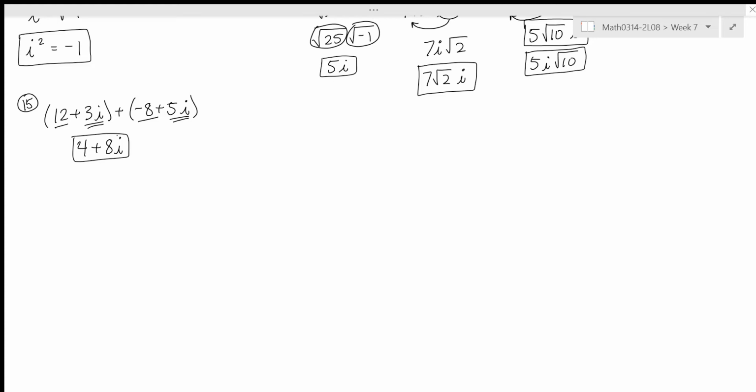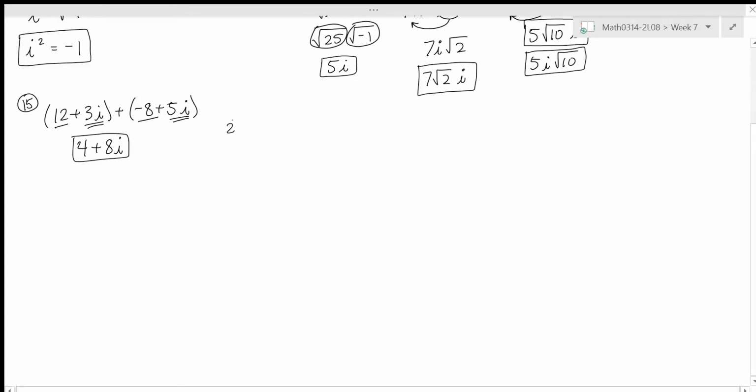Just remember standard form says i has to go last. So 4 is a, and then b is 8, and i. Correct. So 4 is the real part, and the 8i is the imaginary part. And did anybody type that into the calculator and verify that it did work? Yes. Okay, good. I mean, not that you really need to use a calculator on that. That's just pretty easy. But if you just wanted to check, it doesn't hurt to check.